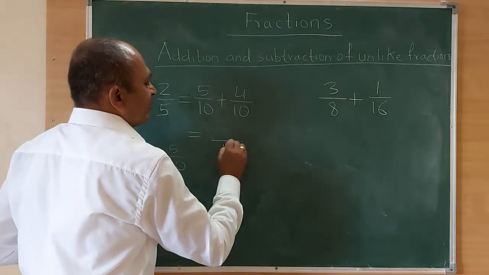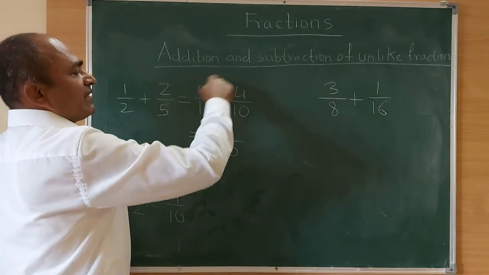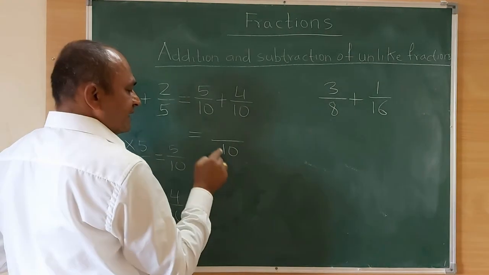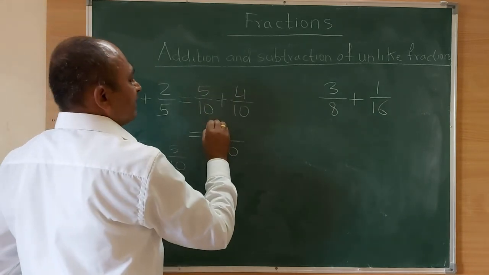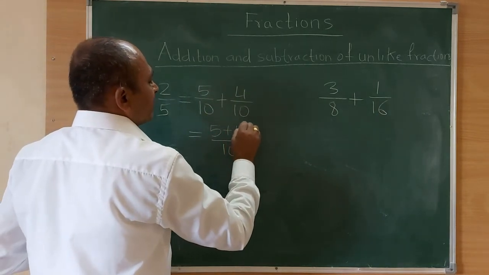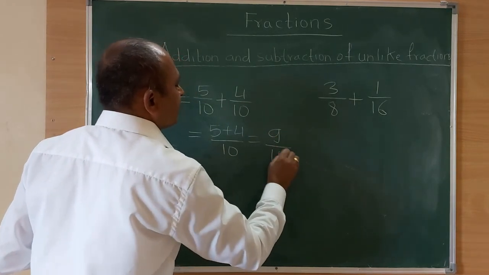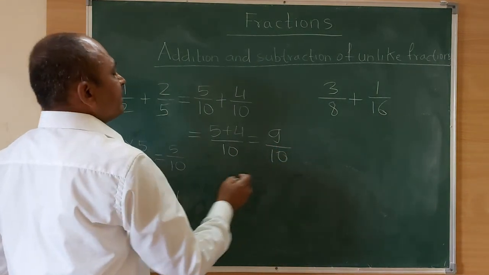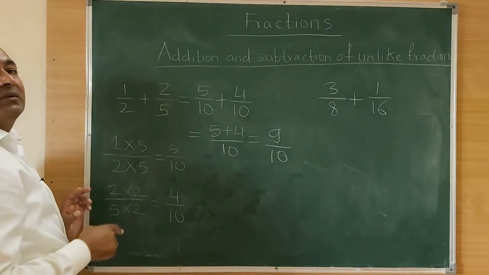So keep the denominator as it is. What the rule of addition of like fractions tells you is that the common denominator, write it as it is and only add the numerators. 5 plus 4. 9 upon 10. 5 plus 4 is 9. So 9 upon 10 is the value of the addition of these two fractions.